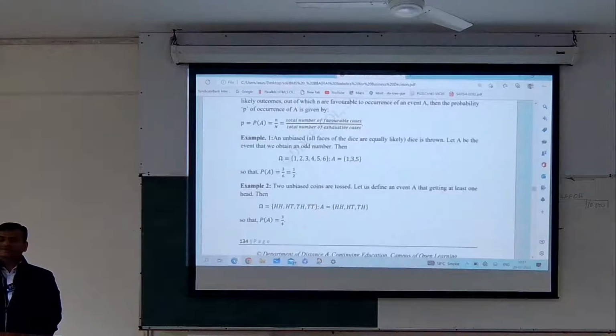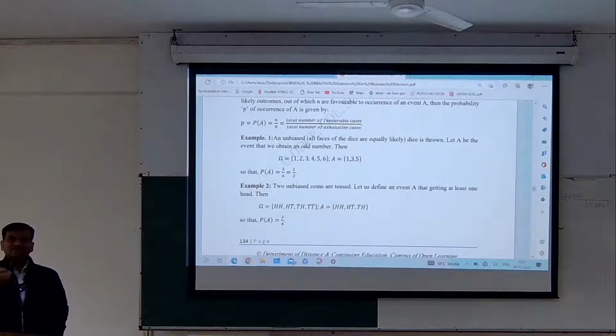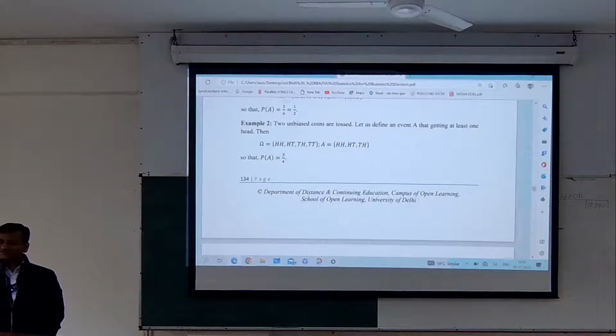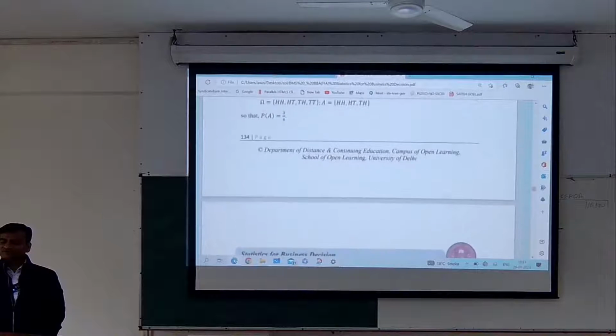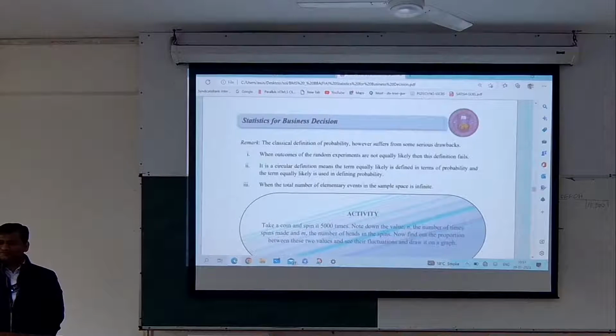So this classical definition of probability is applicable only in some particular cases, not always. Okay, like rolling of a die, tossing of coins, drawing a card. In these you can apply this definition. So these are simple examples which I hope you have already done, so I would not go into these.